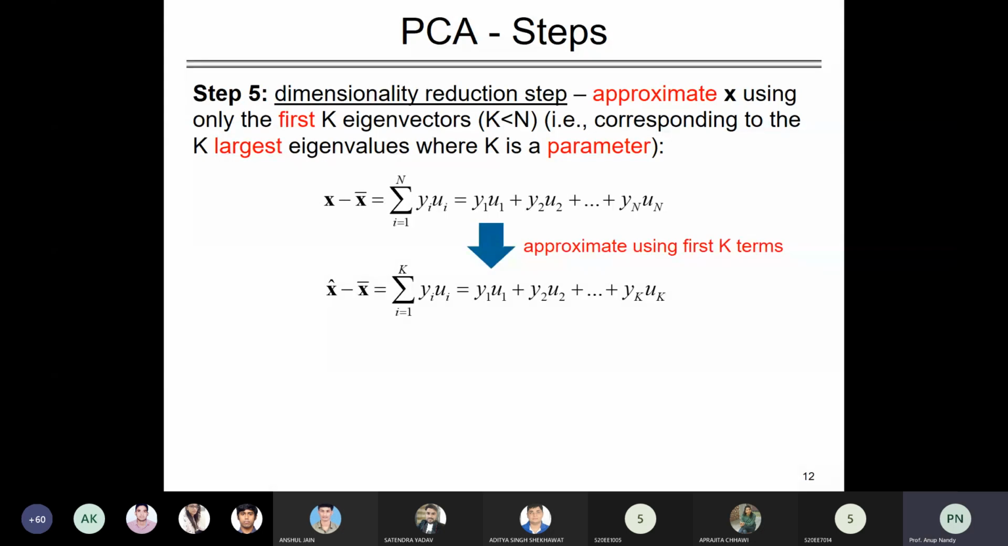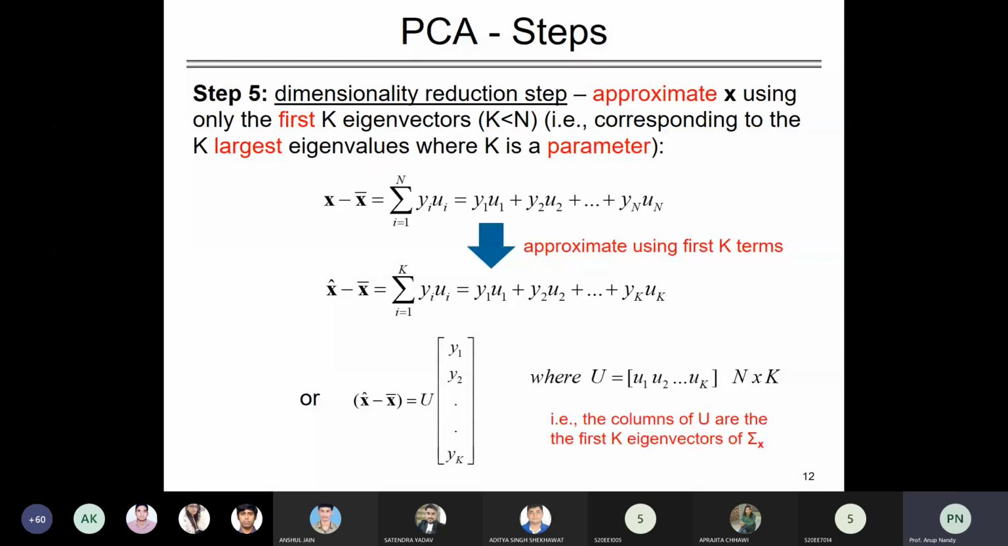Now you have to approximate it using the first k principal components. That is, x hat minus x bar is the sum from i equals 1 to k of yi ui, equal to y1 u1 plus y2 u2 plus up to yk uk. Or you can simply write it this way: x hat minus x bar is equal to U times the vector (y1 to yk) transpose, where U is n cross k, and the columns of U are the first k eigenvectors of the covariance matrix.